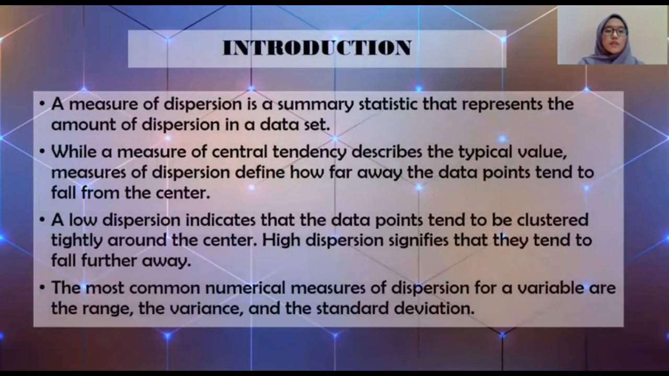Introduction. A measure of dispersion is a summary statistic that represents the amount of dispersion in a data set. While a measure of central tendency describes the typical value, a measure of dispersion defines how far away the data points tend to fall from the center. A low dispersion indicates that the data points tend to be clustered tightly around the center. High dispersion signifies that they tend to fall further away. The most common numerical measures of dispersion for a variable are the range, the variance, and the standard deviation.